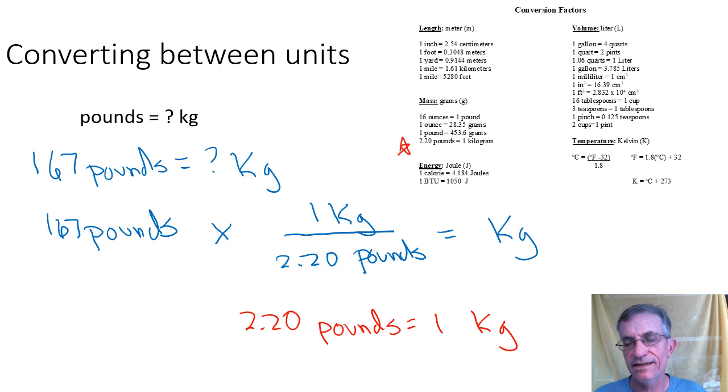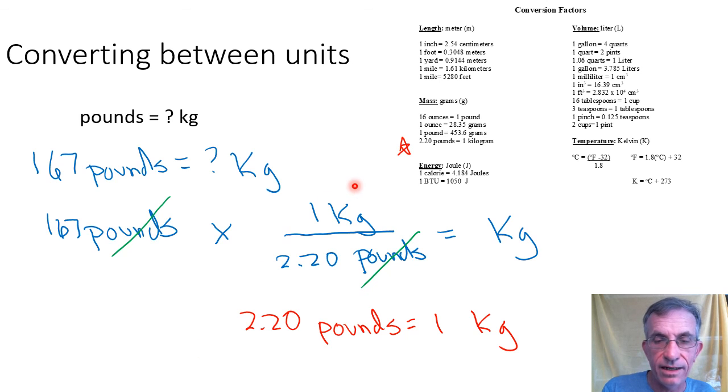All right, it should look like this. Before we work it out, is this set up right? I think it is, because pounds are here and pounds are here. If they're on opposite blanks, they should cancel, right? Opposites cancel. Same thing on top and on bottom, that's going to cancel. The only unit I'm left with is the one I want, kilograms. So yeah, this looks set up right to me.